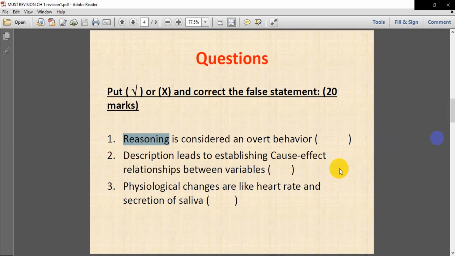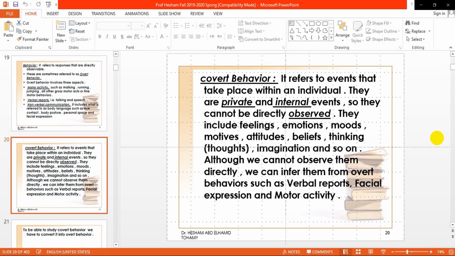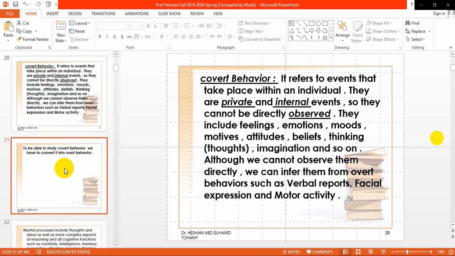Description leads to establishing cause-effect relationships between variables. Do you think in description we can answer the question of why and we can discover cause-effect relationships? No. Check the definition of description.